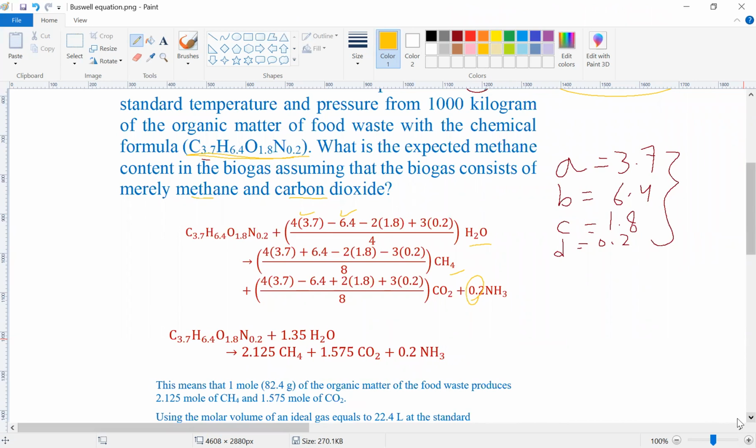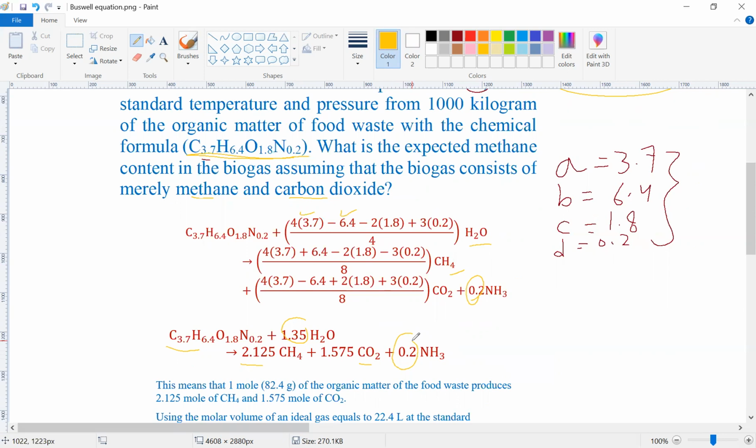After simplification, the material that is going to be treated with anaerobic digestion, with the number of moles of water reduced, gives 2.125 moles of methane plus 1.57 moles of carbon dioxide. Again, this doesn't change because no other compound is produced besides ammonia in this case. So now we have this, which is just the molar ratio, based on the moles.